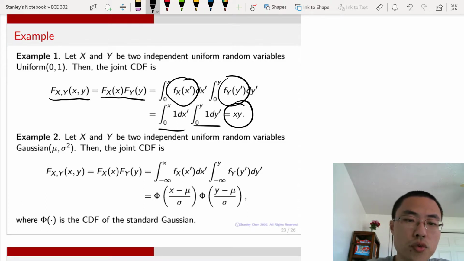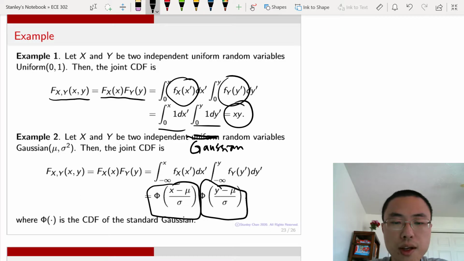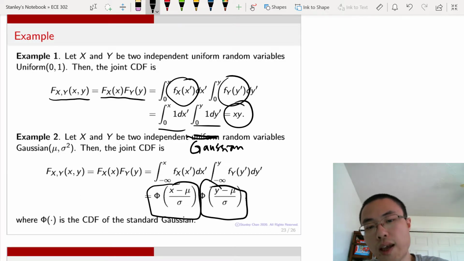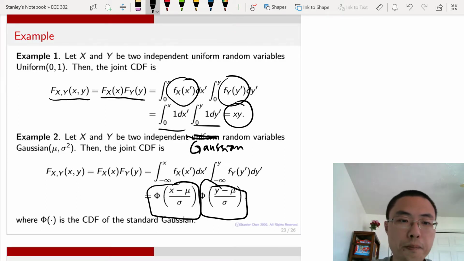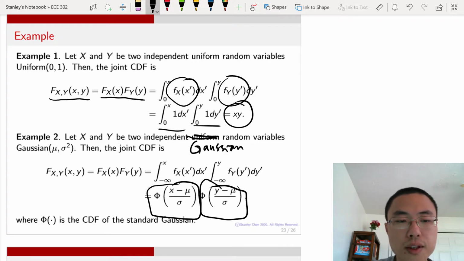Same here: if you have two independent Gaussian random variables with mean mu and variance sigma squared, then the joint CDF can be written as the product of the individual CDFs. Each of them takes the form of the standard Gaussian CDF evaluated at (x minus mu) divided by sigma, and (y minus mu) divided by sigma. So this is the joint CDF of a pair of Gaussian random variables.